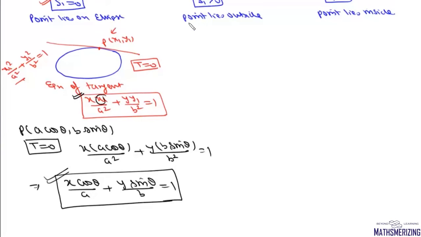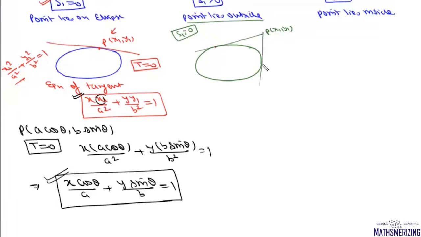Now we'll come to the second case when point lies outside the ellipse. So if point lies outside this ellipse, then clearly S1 should be positive. And in that case, we can draw two tangents from this given point.